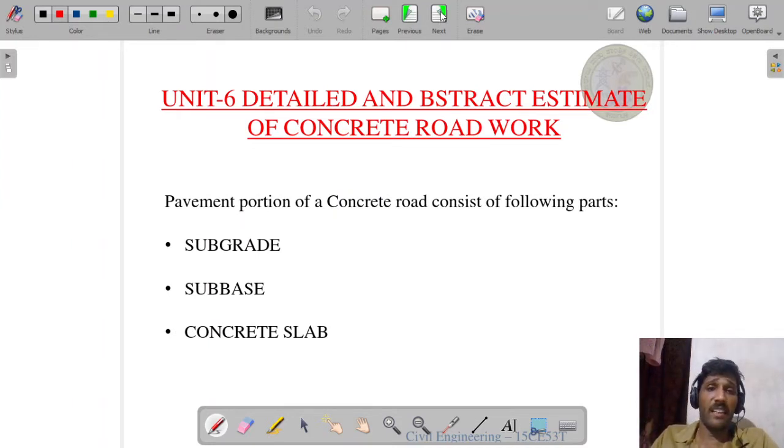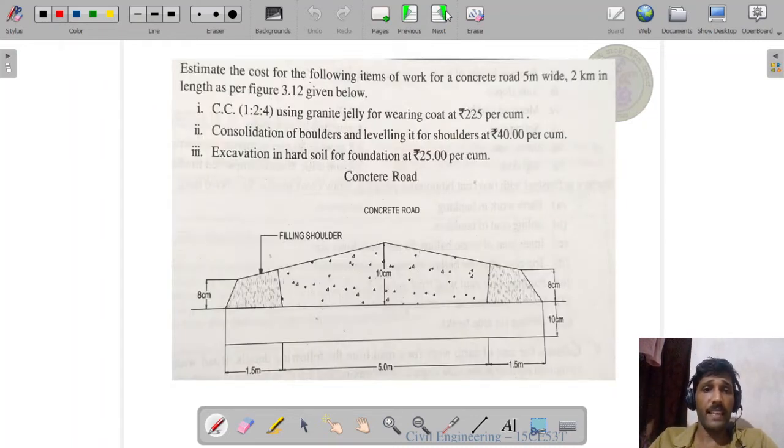In general, for road estimations, the pavement portion of a concrete road mainly consists of the subgrade, subbase, and concrete slab. These three elements are very important in the concrete pavement. You already know this, but once again I am repeating the same point. Next, directly we will go to the simple problems.